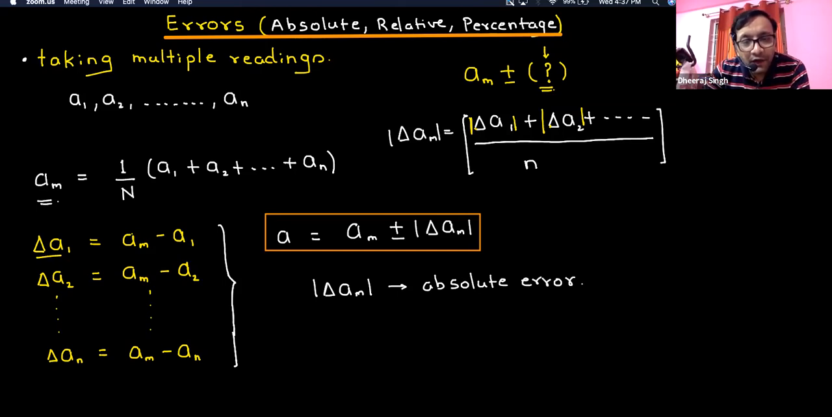Even if we take infinite readings, will it be 0? No, it will not be 0. Mod of any number is a positive quantity. Mod of A1 is a positive quantity, mod of A2 is a positive quantity. So how will it be equal to 0? It is the average of positive numbers.